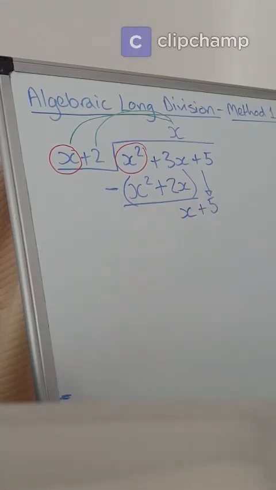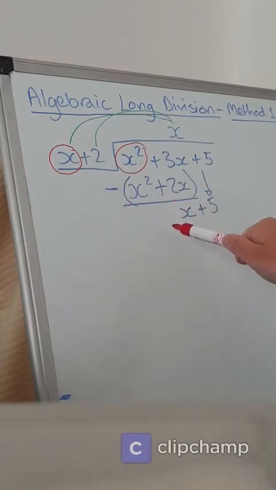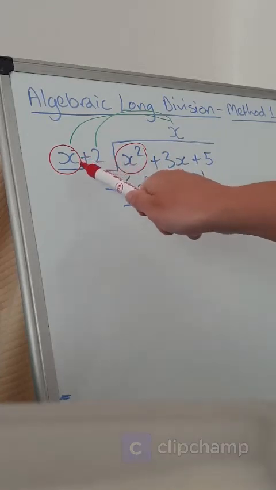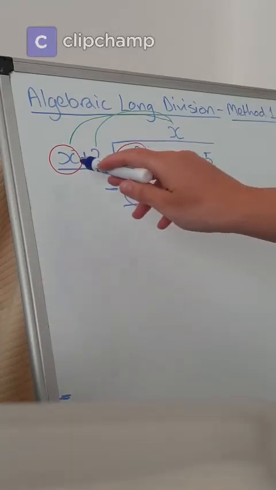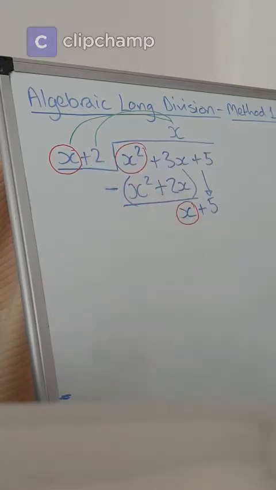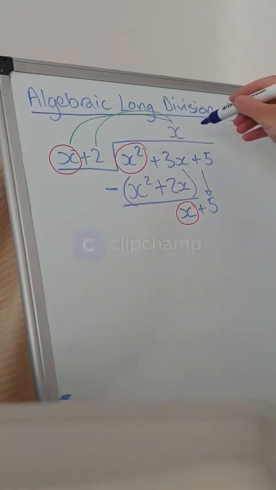Now I want to know how many times x divides into this x. So what do I have to times x by to get an answer of x? And it's simply just 1. x multiplied by 1 would give me x. So because 1 is my answer, I put it up here above my other constant term.